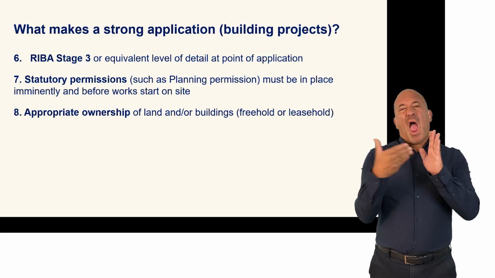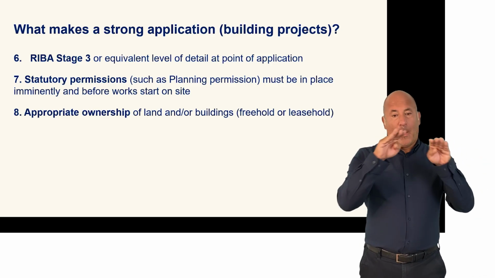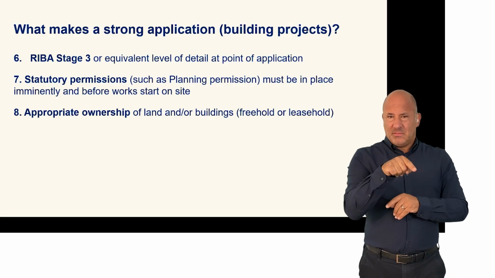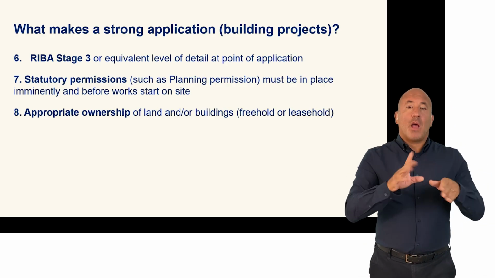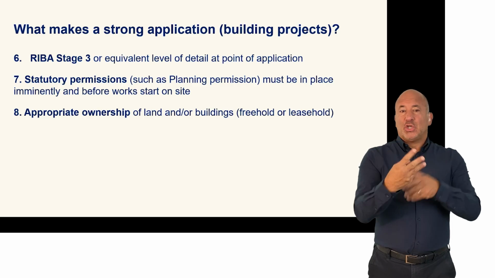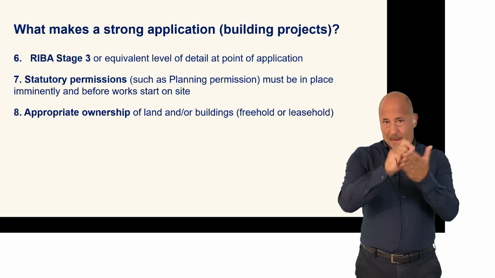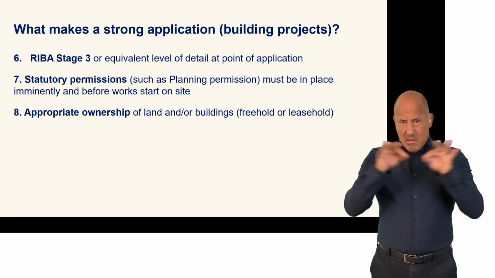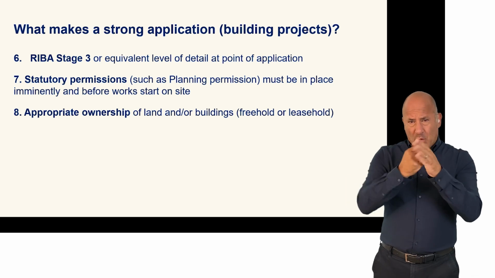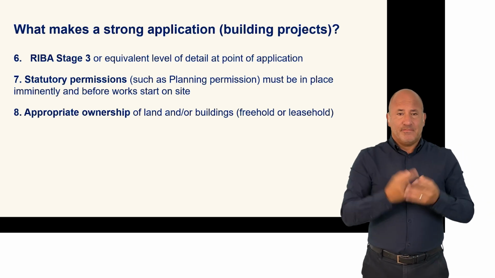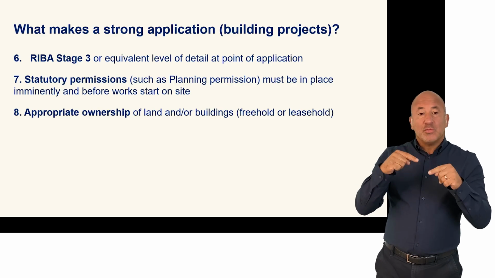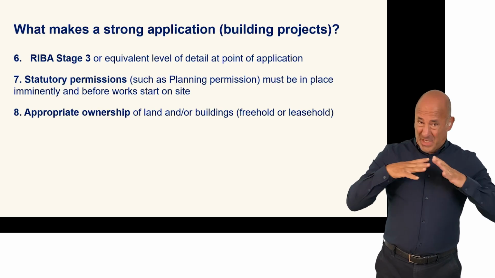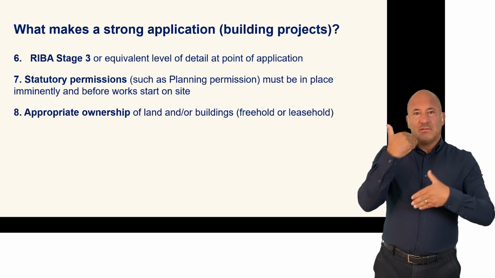These three are additional pointers for anybody wanting to make a strong application for building projects and do not apply to equipment purchases. Projects must be at RIBA work stage 3 or equivalent at the point of application, demonstrating the best possible cost and scope certainty, professionally ascertained and documented. Planning permission or granting of other statutory permissions must be imminent, i.e. achievable by the projected start on-site date.